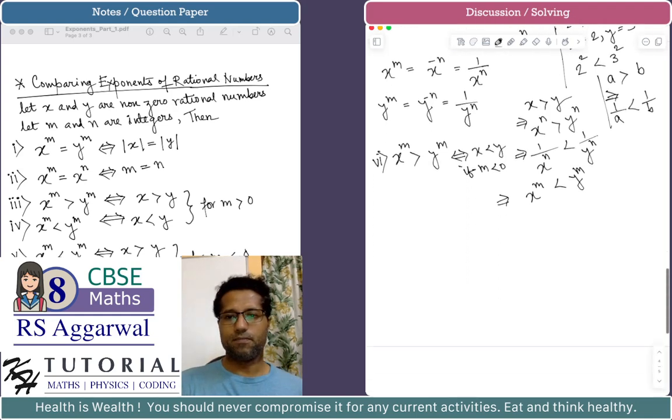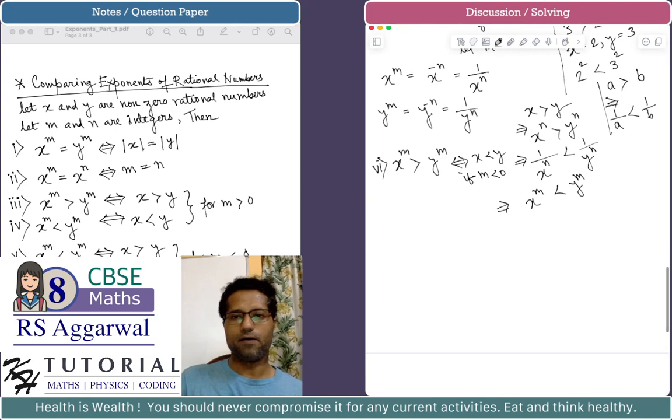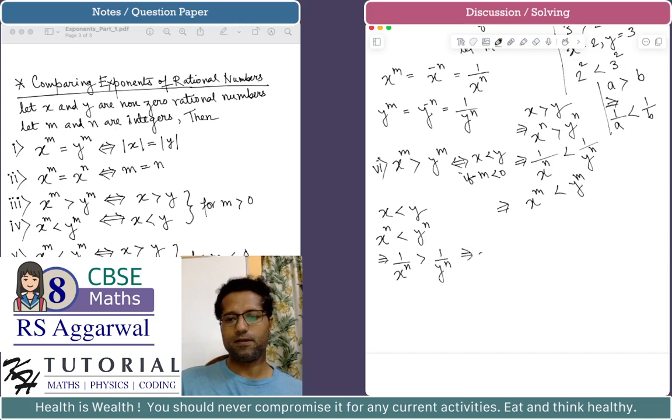Now the logic is the same. We know that if we consider m equal to minus n, and if x is less than y, then definitely x raised to the power n will be less than y raised to the power n. So this will imply 1 by x to the power n is greater than 1 by y to the power n, because when we take a reciprocal, the inequality changes. Hence we get x to the power m greater than y to the power m.